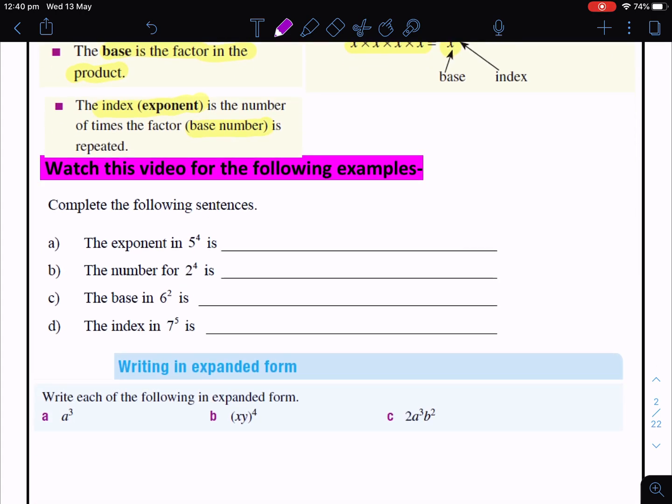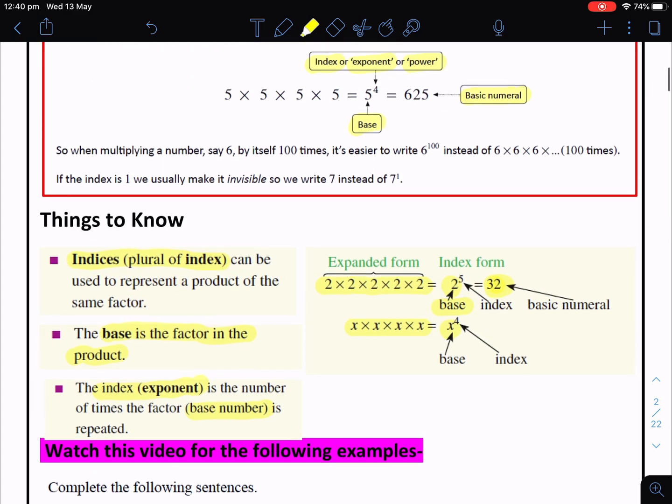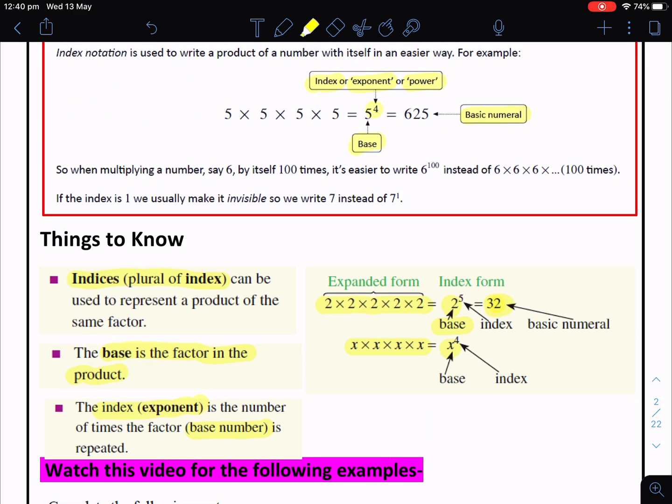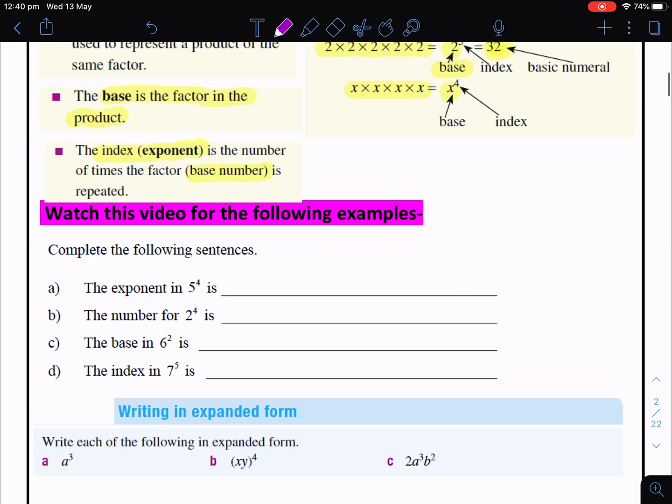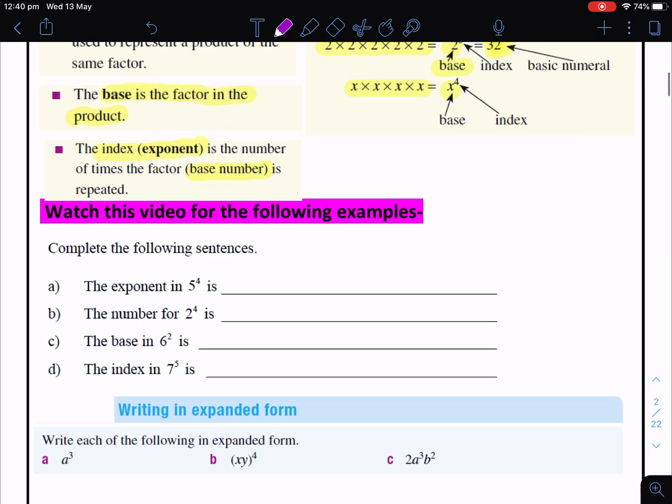Complete these following sentences. The exponent, remember, going back up the top here, is the power. Just remember throughout this whole booklet, you will either see the word index, exponent, or power, and all three of those names can be used. So let's have a look here at A. The exponent in 5 to the power of 4 is going to be your power, so it would be 4.